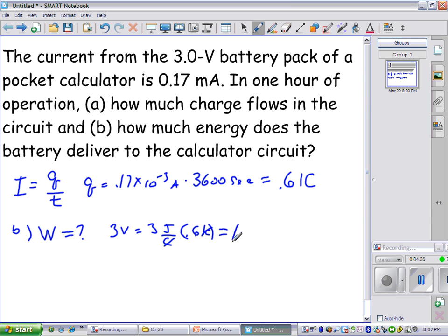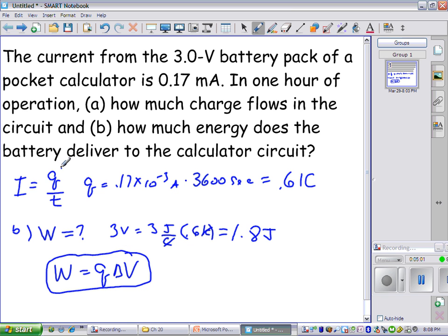So I have my answer of 1.8 joules. Now this leads to the idea of an equation: work equals Q times delta V. We know that volts is a joule per coulomb, Q is coulombs, so it leaves us with joules. So here's a new equation we came up with just now on solving this problem. So now we actually have two equations we're working with.